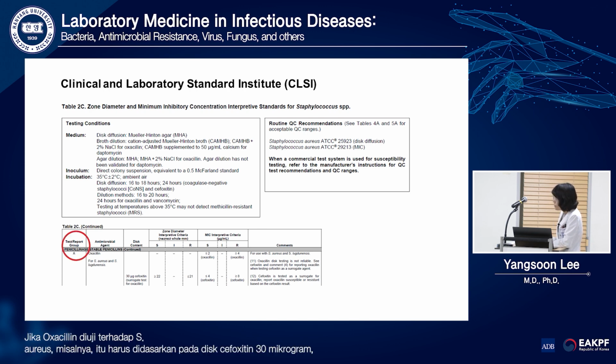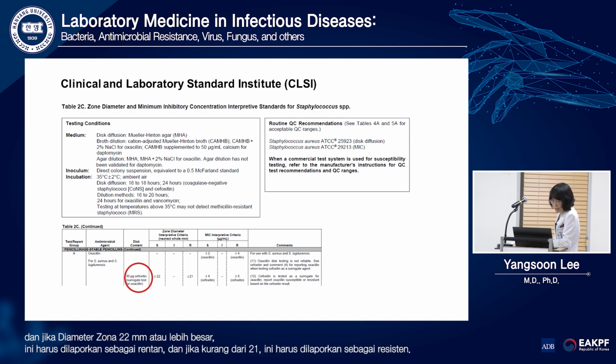If oxacillin is tested against S. aureus, it should be based on the cefoxitin 30 microgram disc. And if the zone diameter is 22 millimeters or greater, it should be reported as susceptible. But if it is less than 21, it should be reported as resistant.